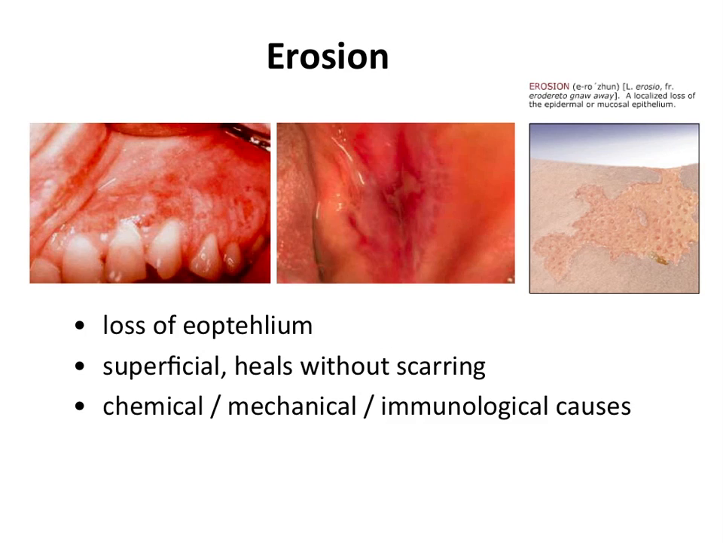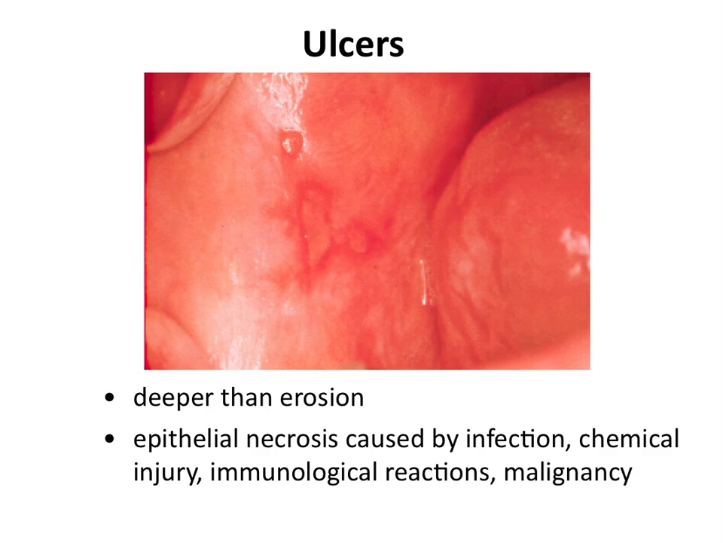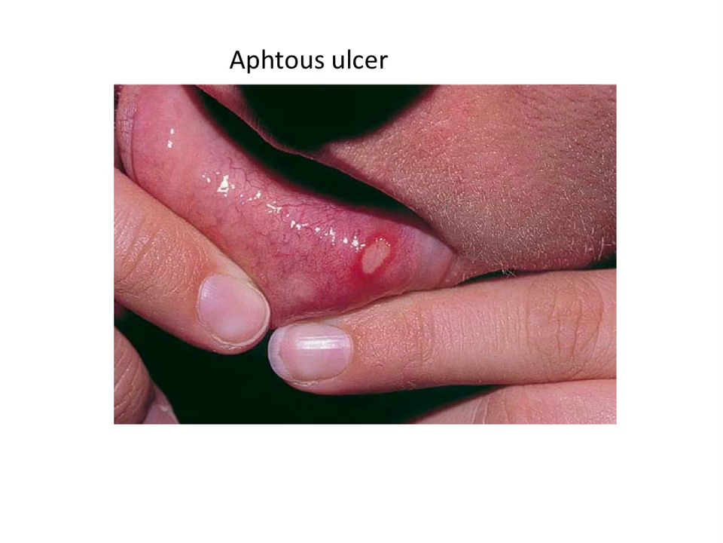Erosion, on the other hand, is basically loss of epithelium. It's superficial, heals without scarring, and can be caused by chemical, mechanical, or immunological causes. Ulcers are deeper than erosion, and epithelial necrosis is typically in the background. It can be caused by infection, chemical injury, immunological reactions, or malignancy.